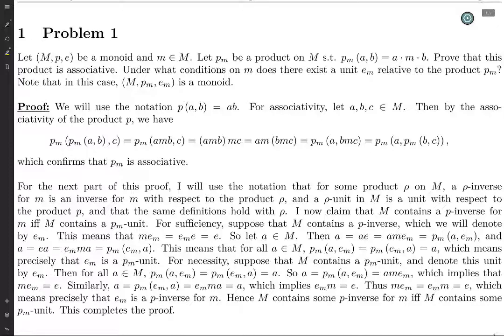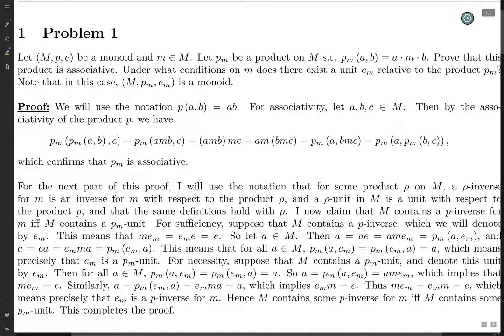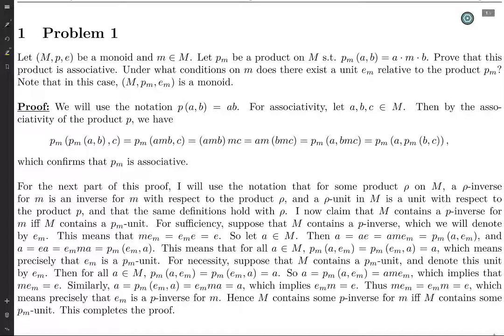A rho inverse for an element little m in big M is an inverse for little m with respect to the product rho, and the rho unit, and so on. So then that will help us differentiate between a P unit and a PM unit, and a P inverse and a PM inverse, because these are all going to come into play, or at least some of them. So anyways, I claim that M contains a P inverse for little m if and only if big M contains a PM unit.